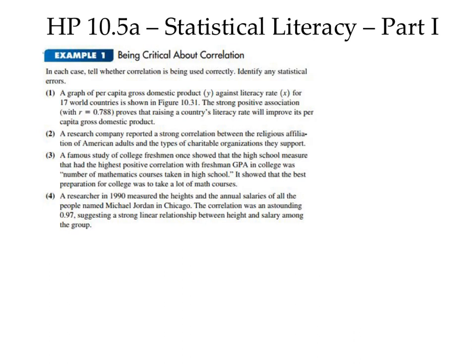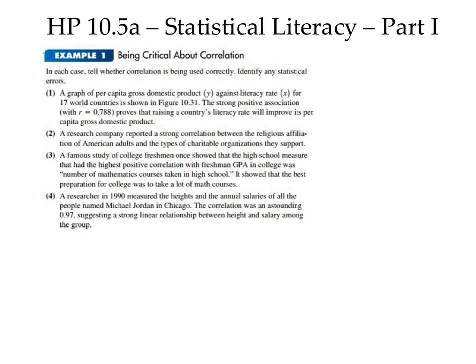Number two, a research company reported a strong correlation between religious affiliation of American adults and the types of charitable organizations they support. Well, right off the bat, this is wrong because religious affiliation and types of charitable organizations supported are categories. They're not quantitative. You cannot talk about a correlation between categorical, only quantitative variables.